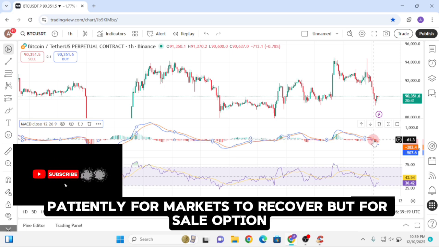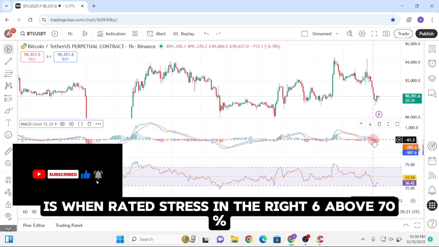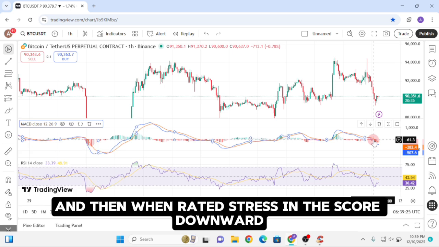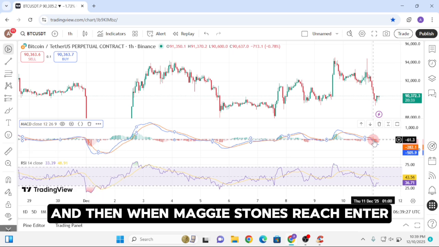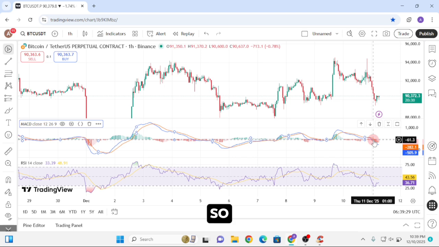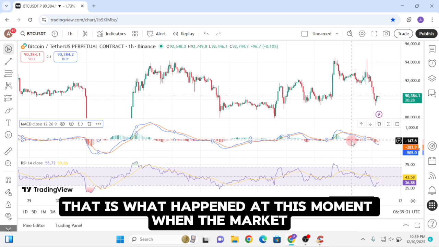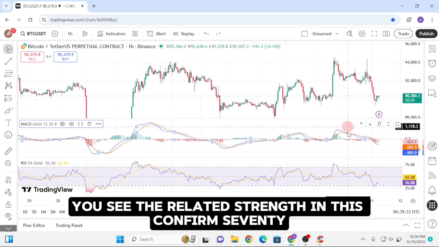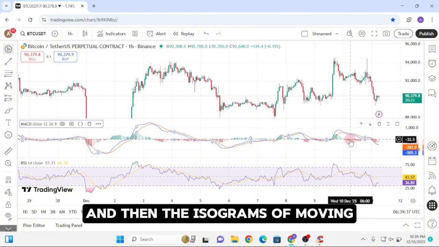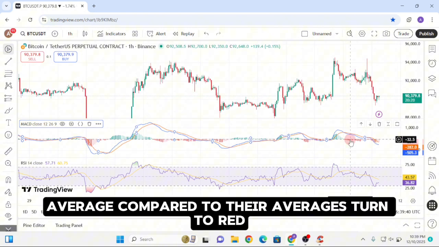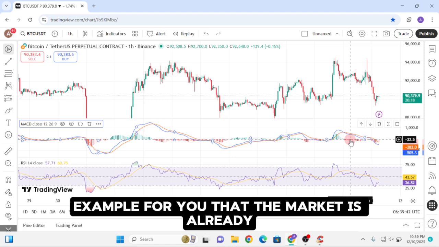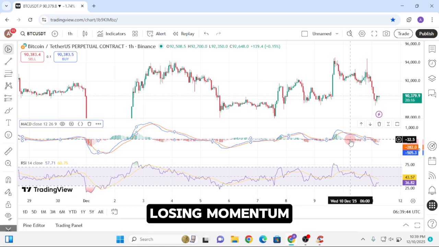But for a sell option, it's when the relative strength index is above 70%, and then when the RSI curves downward, and when MACD turns red, enter sell. That is what happened at this moment when the market went up. You see the relative strength index confirmed 70, and then the MACD histogram turned red. So this is the perfect example that the market is already losing momentum.